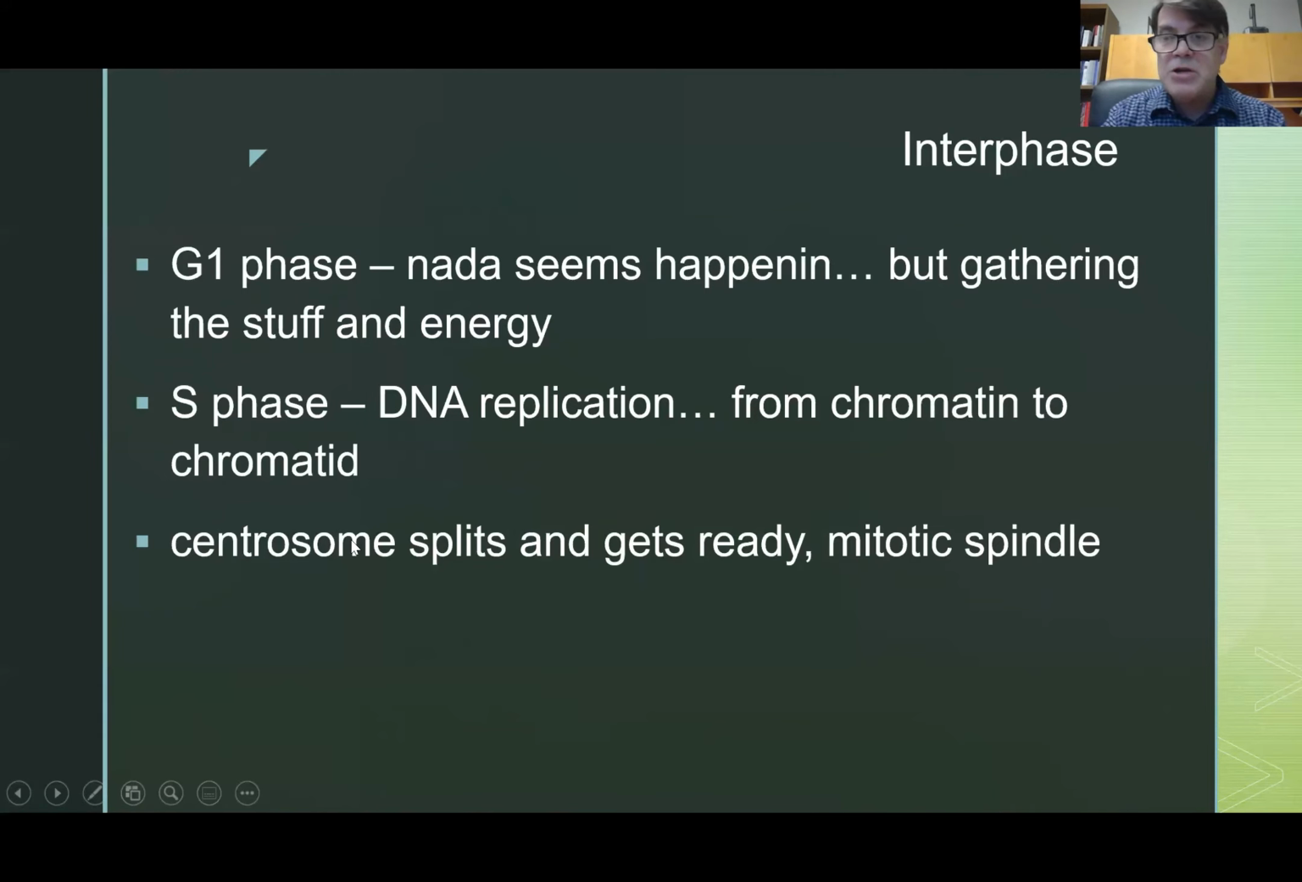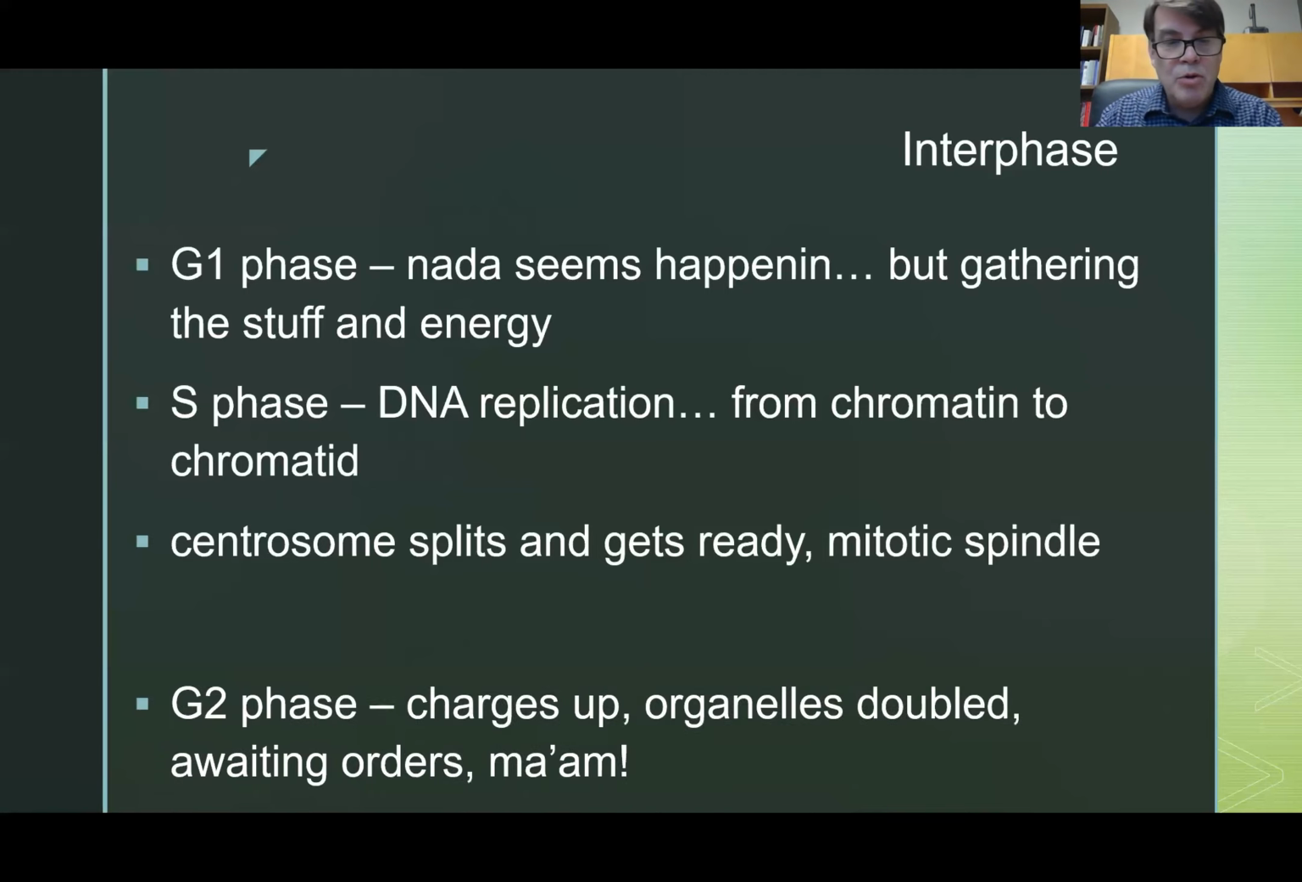Okay, don't confuse the centrosome, which is the puller, with the centromere, which is that little bow that ties. It's a mere bow. It's just a mere bow that ties together the two chromatids.